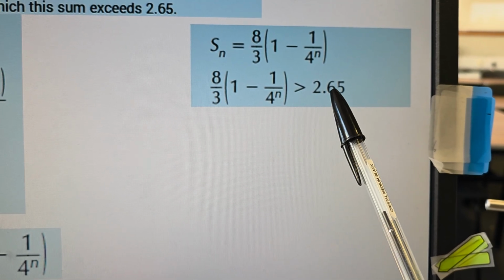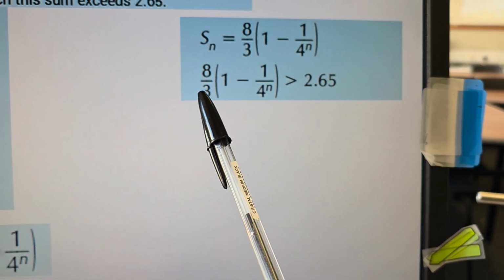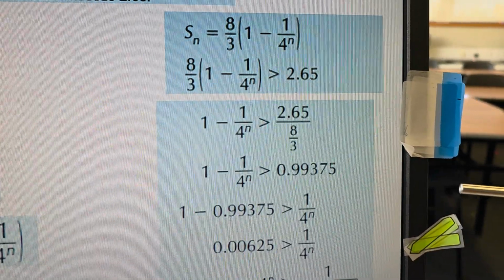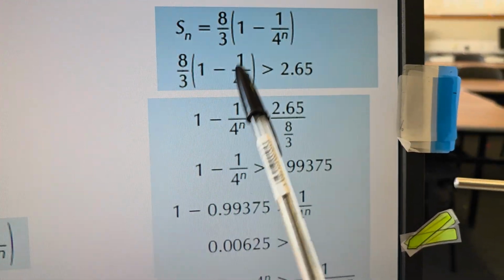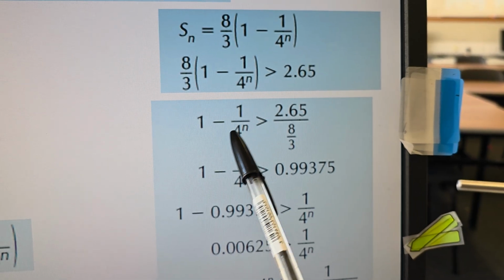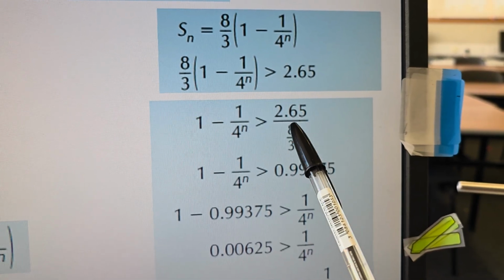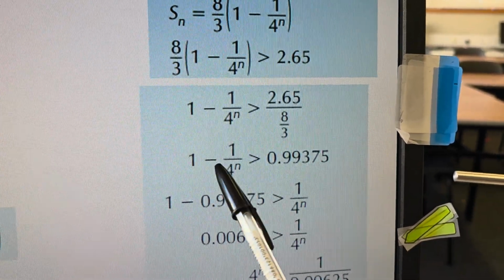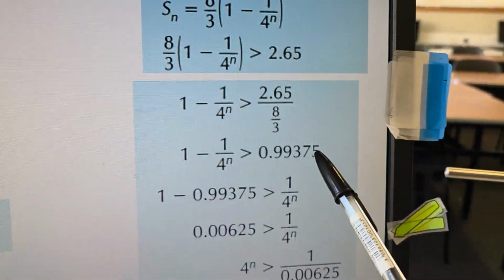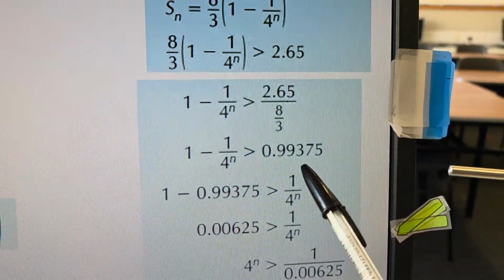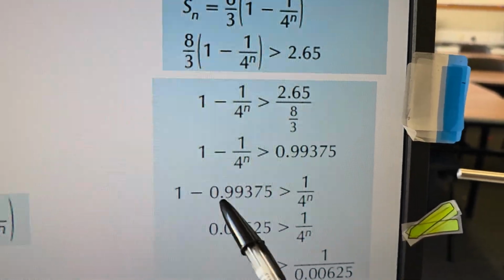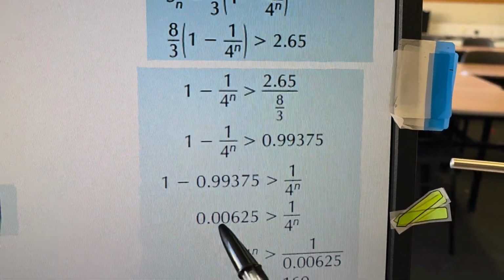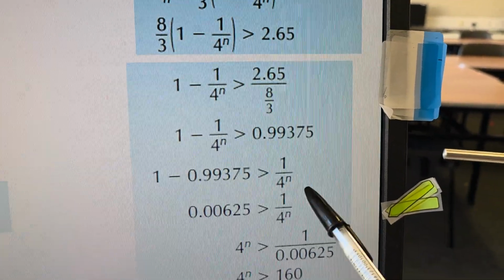And I want to solve for n eventually. Get rid of the 8 over 3. So it's being multiplied here. So undo that by dividing by 8 over 3 on both sides. That will then leave you with the bracket on its own. 1 minus 1 over 4 to the power of n is now greater than 2.65 divided by 8/3, which is 0.99375. You could bring the minus 1 over 4 to the power of n onto the right-hand side, and it'll become plus 1 over 4 to the power of n, and you can bring the 0.99375 over onto the left, and it'll be minus 0.99375. 1 minus that gives you 0.00625, which is greater than 1 over 4 to the power of n.